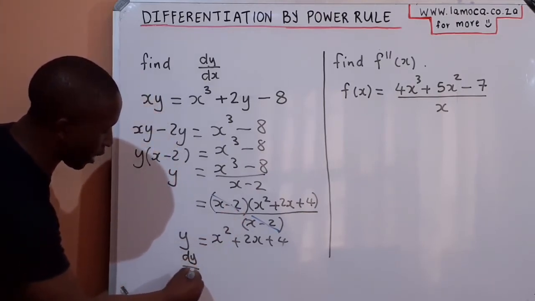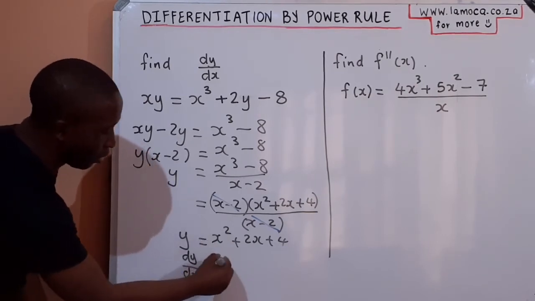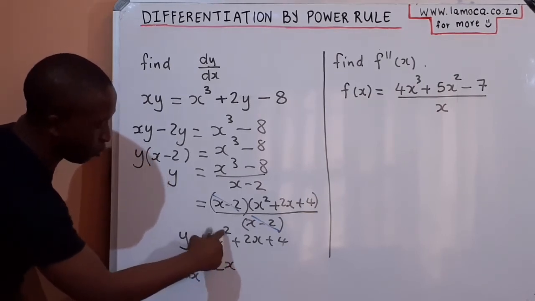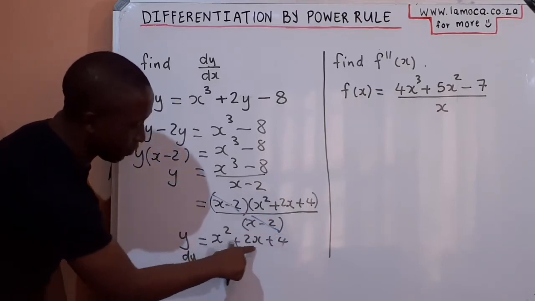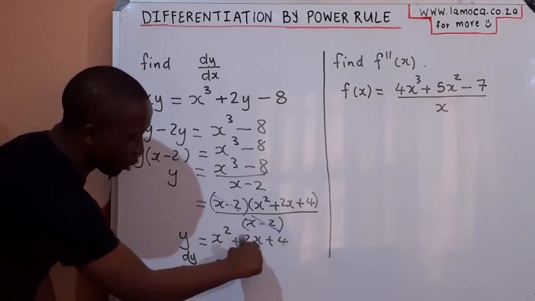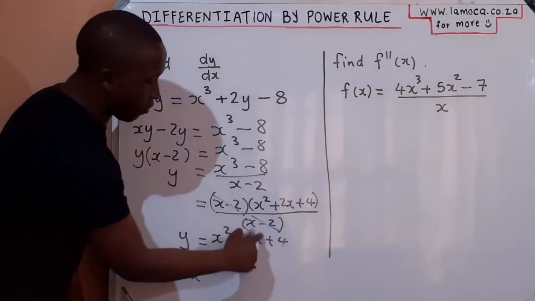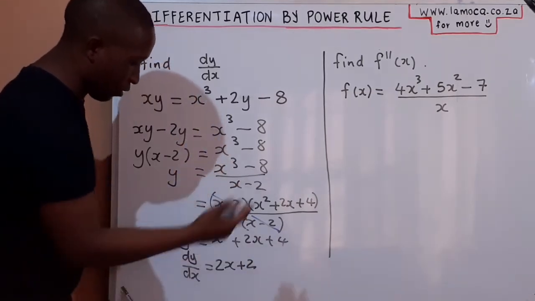My derivative dy over dx will then be: the derivative of x squared is 2 times 1, which is 2x to the power of 2 minus 1, which is 1. And the derivative of 2x is 1 times 2, which gives you a value of 2. X to the power 1 minus 1 is 0, so that's why we left just 2. And the derivative of a constant is always 0, so I'm not even going to write that.